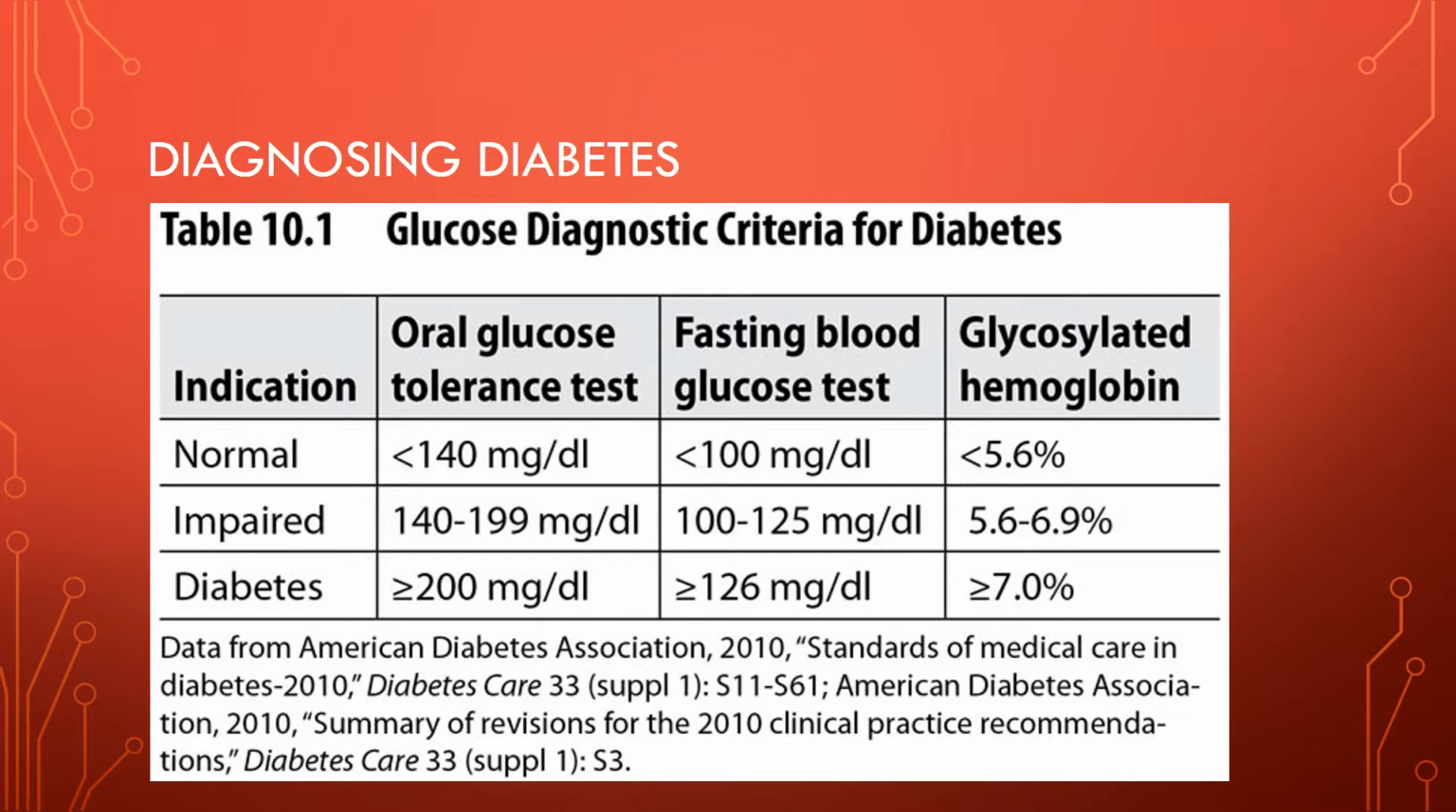So someone with normal blood glucose would have a level of glucose less than 140 milligrams per deciliter, and then impaired would be between 140 and 199, and then someone with diabetes, and this would be diagnosed after an oral glucose tolerance test value of greater than 200 milligrams per deciliter. So basically, more blood glucose left in the blood after a certain period of time means your body's not able to clear it, and that suggests that the pancreas isn't working properly.